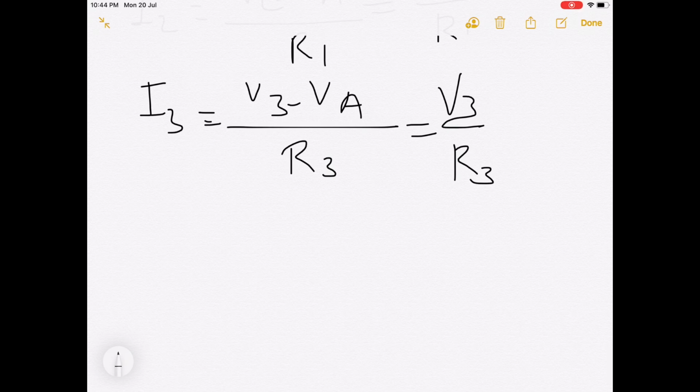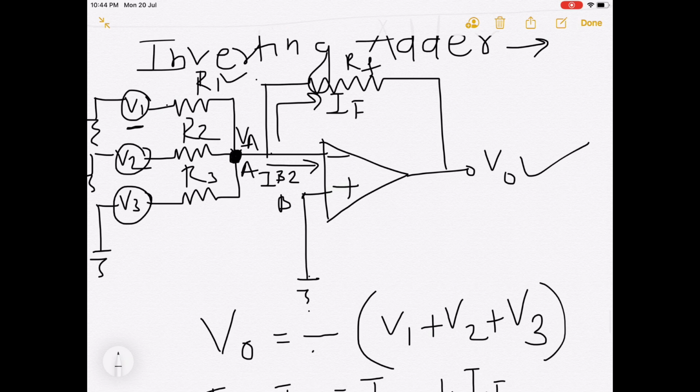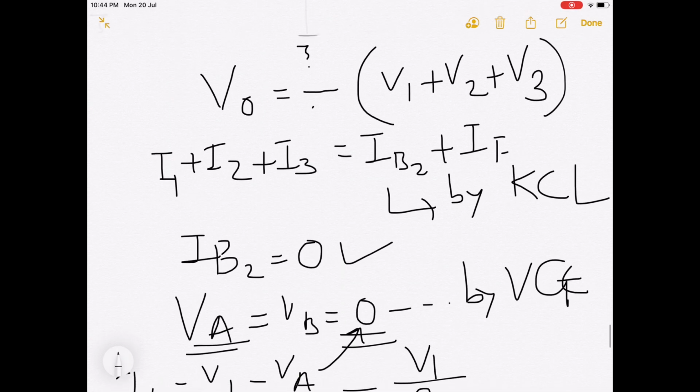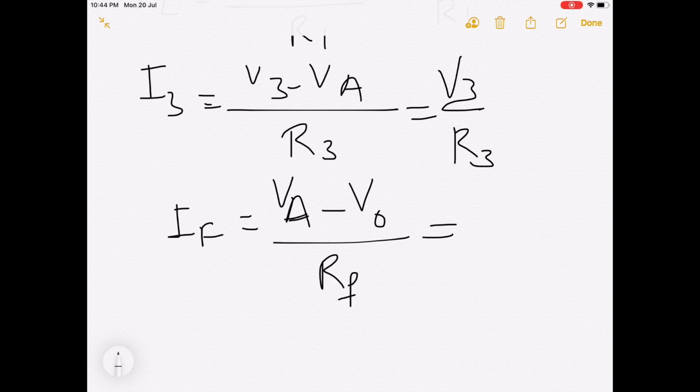And feedback current IF is what? IF is equal to, by again applying the rule, VA, this point, minus VO divided by RF. So, IF is equal to VA minus VO divided by RF. So, put the value of VA equal to 0.